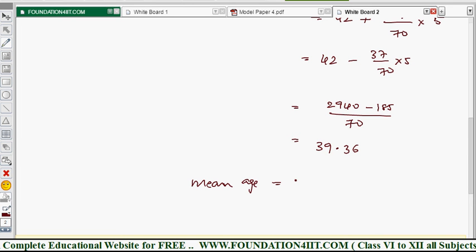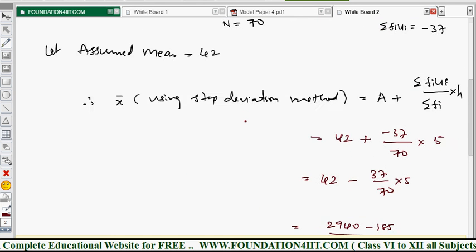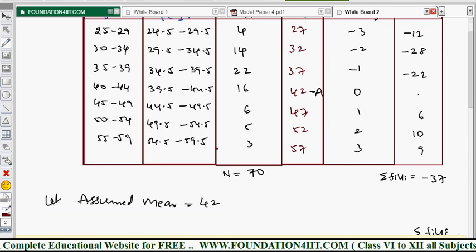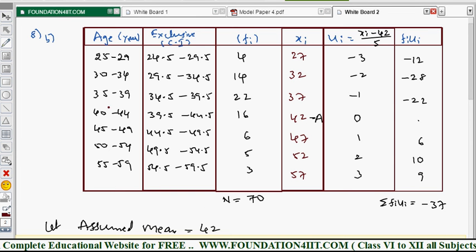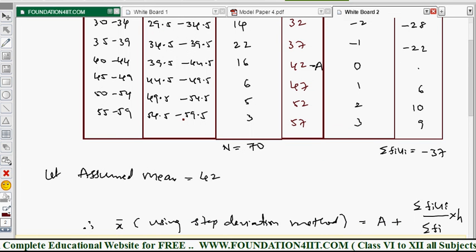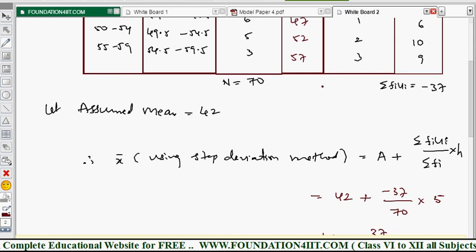So the mean age is equal to 39.36 years, because the class interval is given in years. So the average mean is 39.36, in between this range approximately. What you are assuming is that it lies in between the range, and you get the answer. So we can solve this mean in this way.